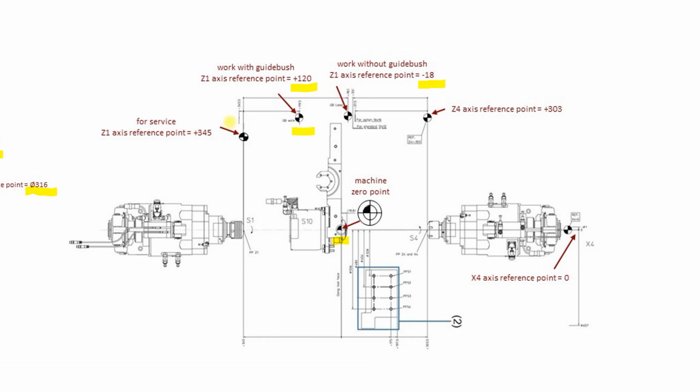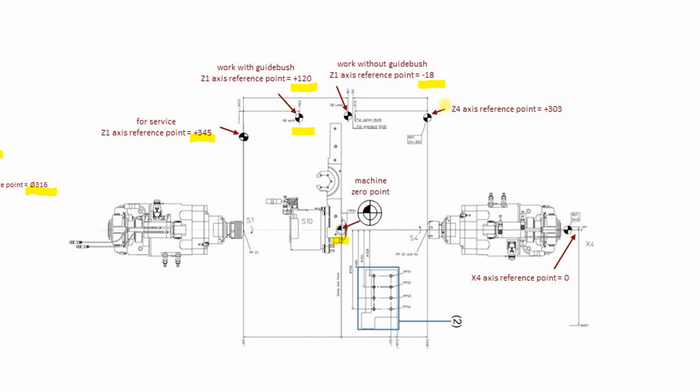Surely you've noticed that there is also the third reference point of axis Z1. It is in position plus 345. This reference is special, dedicated for service, and that is why we will not focus on it. So let's continue with channel 2.